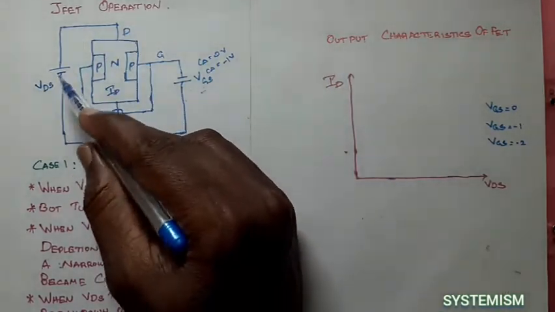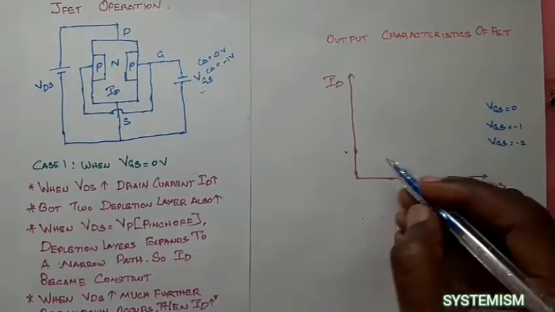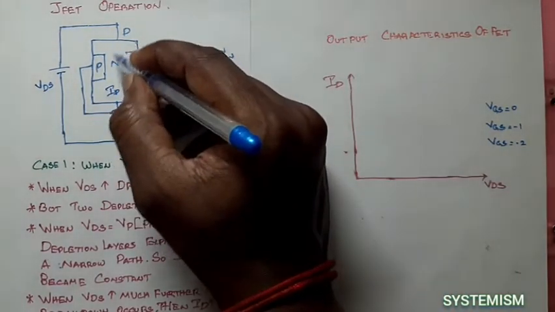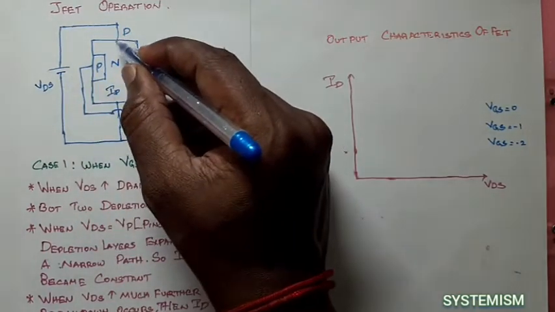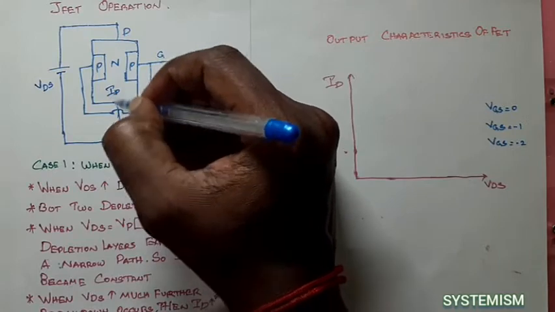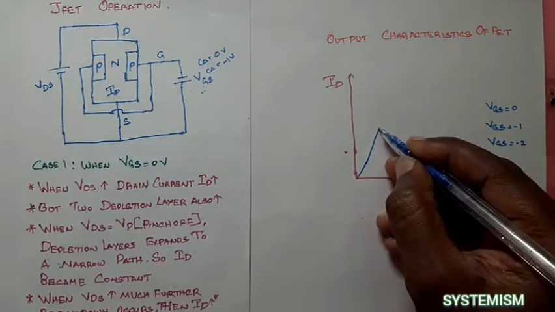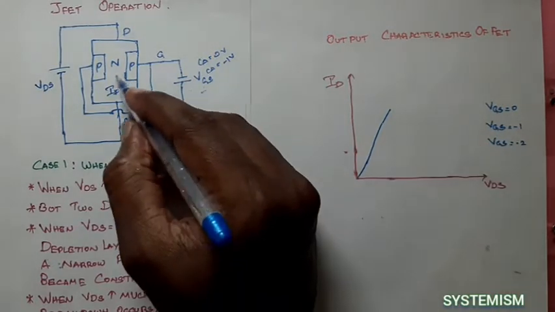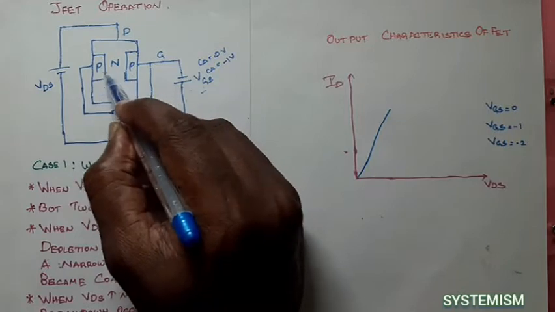Okay, now I am increasing this VDS. What will happen? So this is your condition now. My drain current flowing in this place will also increase because I am increasing the voltage. Electrons move from drain to source. Okay, so the current slowly starts increasing. It goes on increasing. Okay, at that time, you check, there are two junctions at this place.